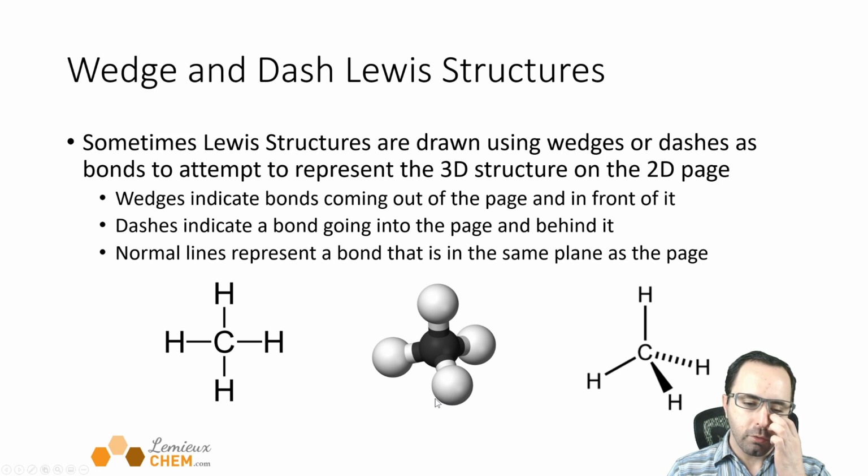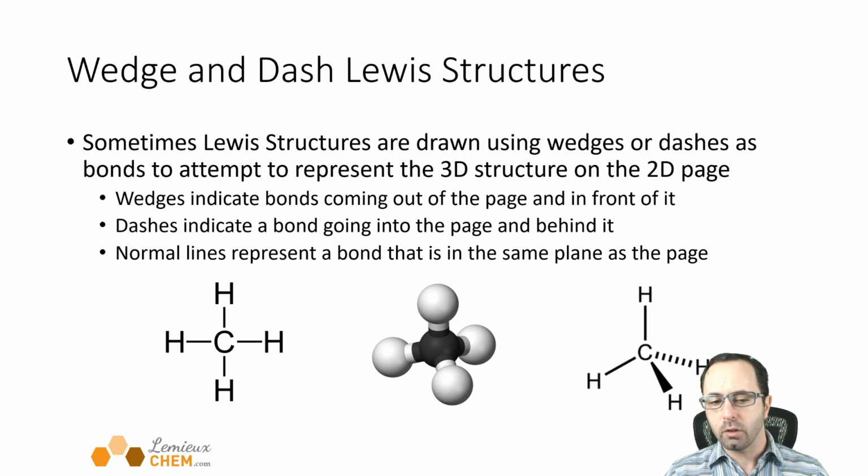That doesn't mean this Lewis structure is wrong. This Lewis structure is absolutely right. It's just that the Lewis structure does not necessarily represent the 3-dimensional structure of a molecule. It's not intended to. But what it can do is help you to determine what the three-dimensional structure of the molecule is by showing what atoms are bonded to what other atoms.